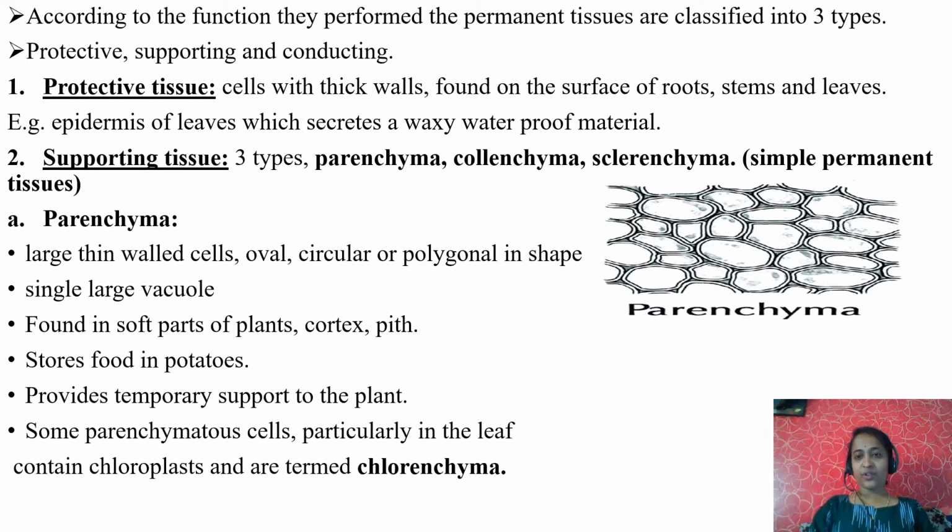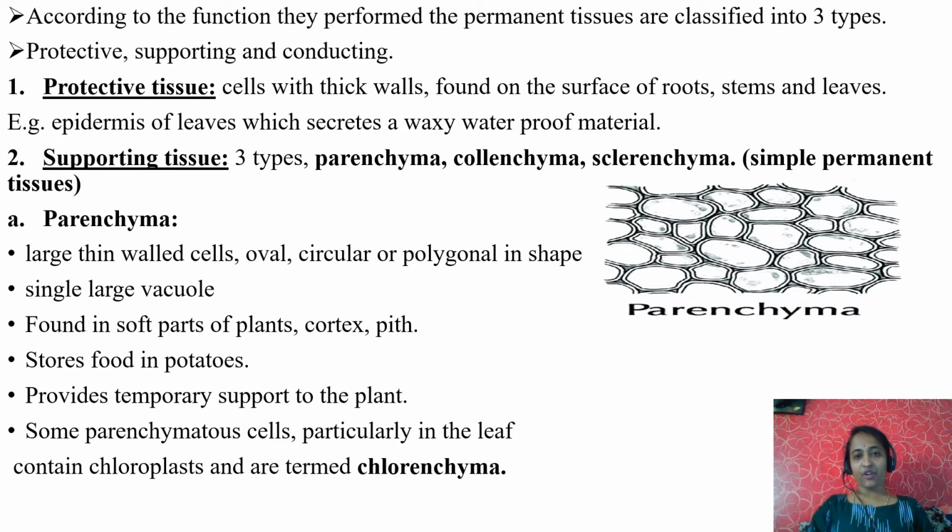Supportive tissues which give support are classified into three types: parenchyma, collenchyma, sclerenchyma. They are also called simple permanent tissue. Why is it called simple? Because the tissue is made by only one type of cell. What is meant by complex tissue? Opposite to simple tissue. The tissue which is made up of more than one type of cell but performs similar function. First, let's discuss parenchyma.